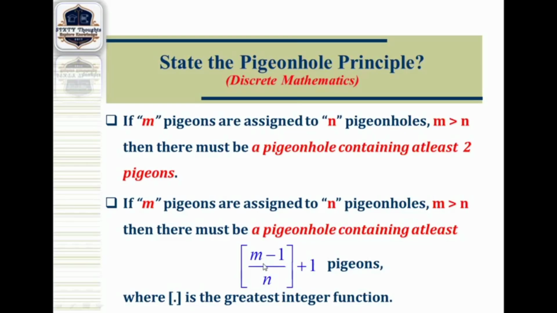When you simplify this term, suppose we get the answer 4.9. You don't write 4.9 equal to 5. We consider only 4. Why? Because it is the greatest integer function. Suppose you get 4.3, we consider only the integer value, that is 4. This is called the generalized pigeonhole principle.